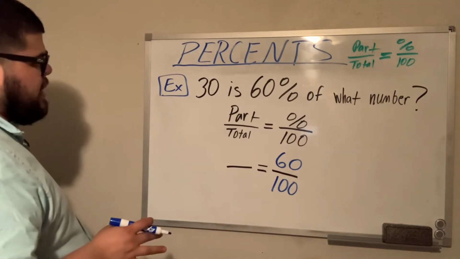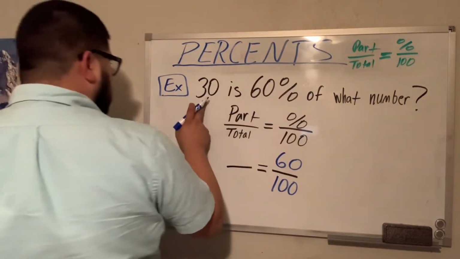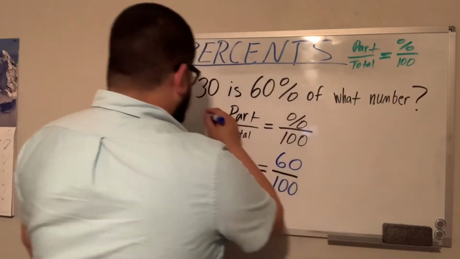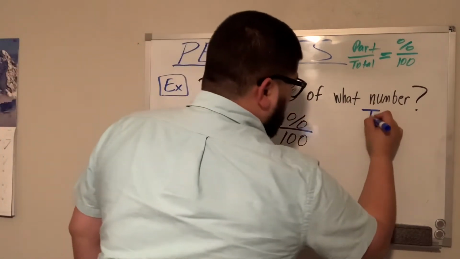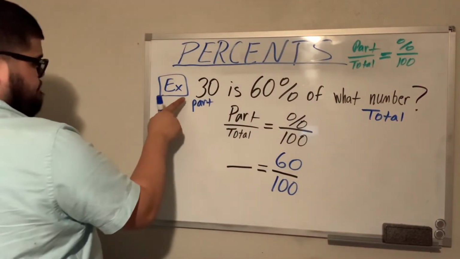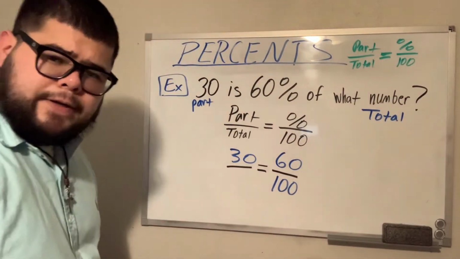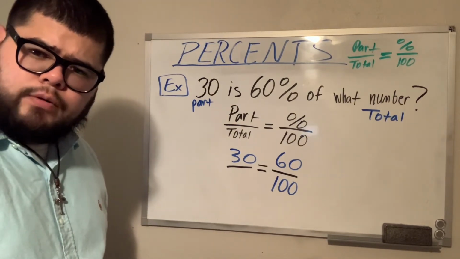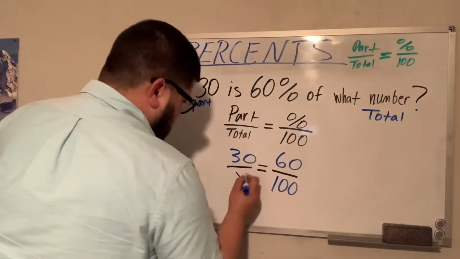Now, this is the part we got to understand. Previously, we were looking for the part. Now we have the part. 30 is 60% of what total, right? So this is the part. Over here, we're looking for the total. That means we don't know the total. We know the part. What is the part? 30. What is the total? Do we know it? No. And when we don't know something, what do we put there? Variable, right? And that's what we're going to do. We're going to put the X there.